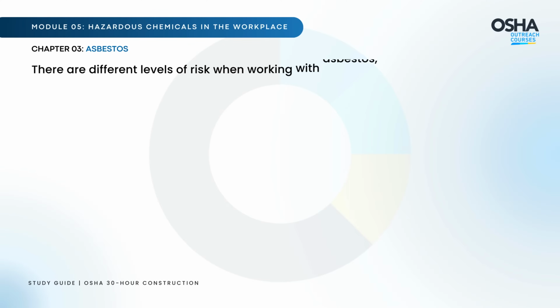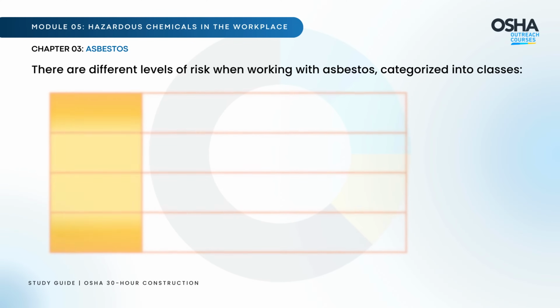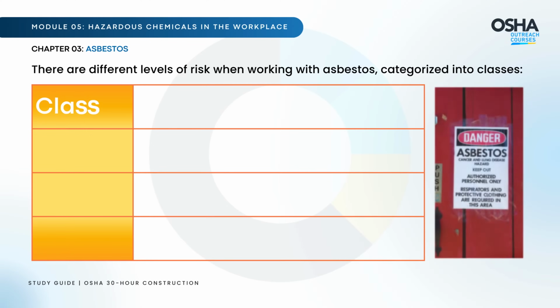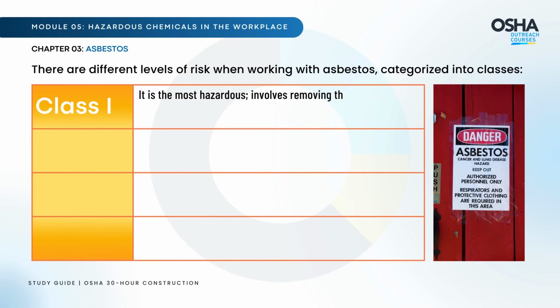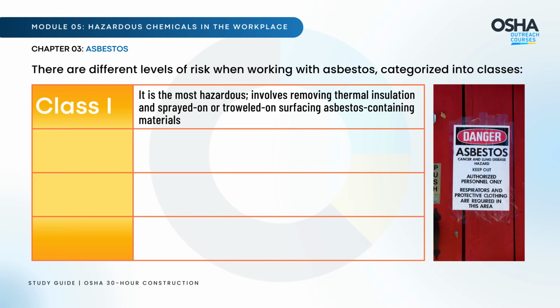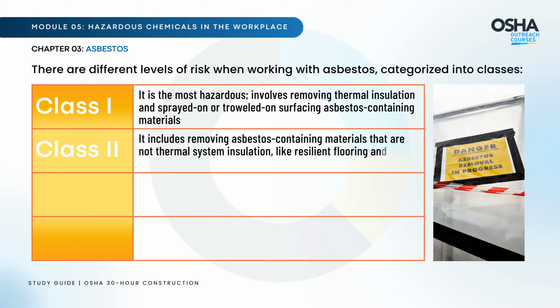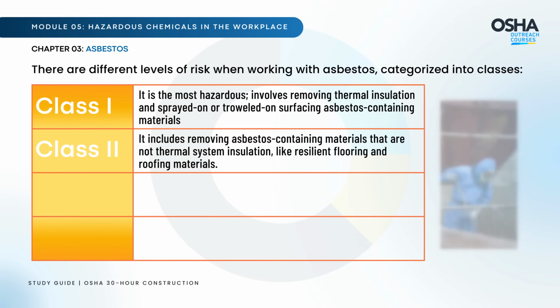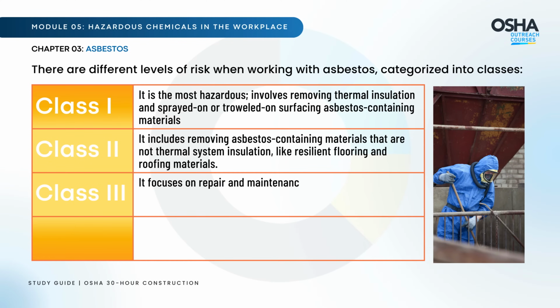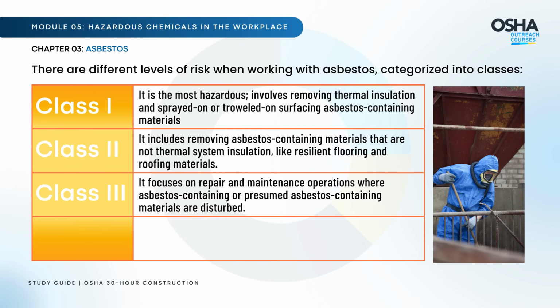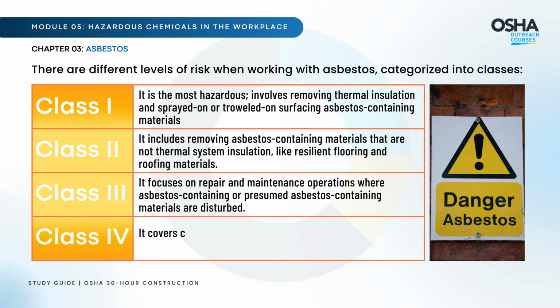There are different levels of risk when working with asbestos, categorized into classes. Class 1. It is the most hazardous, involves removing thermal insulation and sprayed-on or troweled-on surfacing asbestos-containing materials. Class 2. It includes removing asbestos-containing materials that are not thermal system insulation, like resilient flooring and roofing materials. Class 3. It focuses on repair and maintenance operations where asbestos-containing or presumed asbestos-containing materials are disturbed. Class 4. It covers custodial activities to clean up asbestos-containing waste.